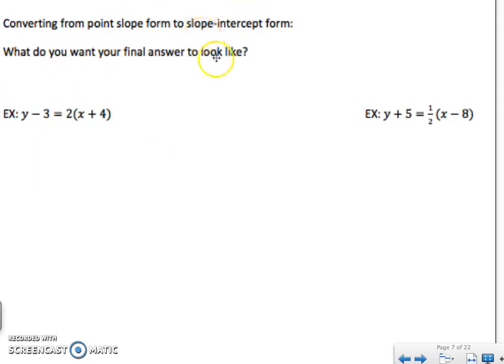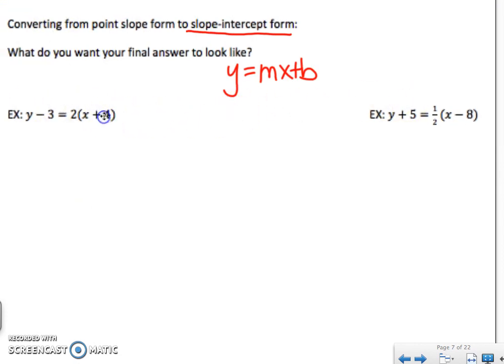So what do you want your final answer to look like if it says slope intercept form? Well, you want your answer to look like y equals mx plus b. So you want y to be completely by itself. So they've given you these 2 equations that are not y by itself. So the first thing you have to do is distribute.